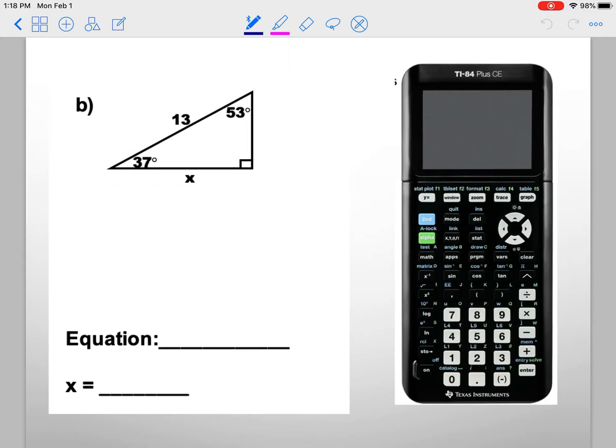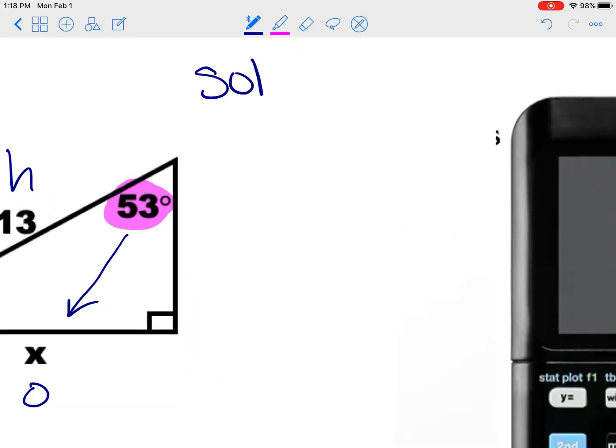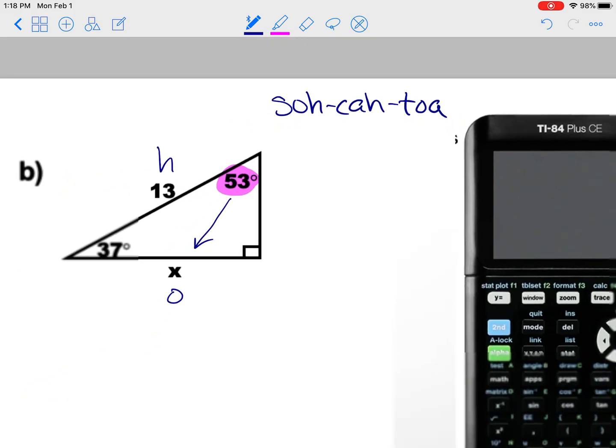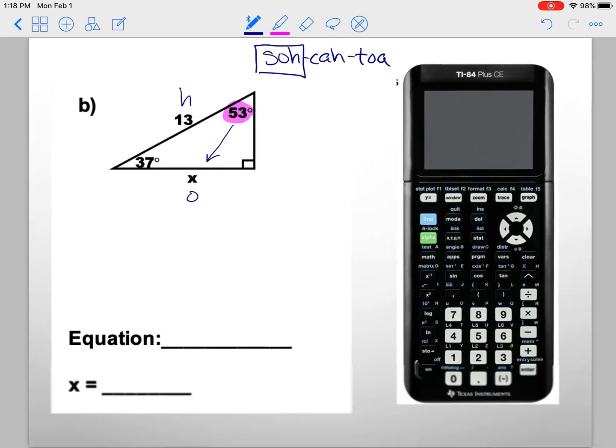Okay, next one. Let's choose 53. Again, when you're working, you get to choose whichever one you want. So let's label. We know that x is across, so that's our opposite. 13 is across from the right angle, that's our h. So if we think about our phrase, Sohcahtoa, we wrote down O and H, which means we're going to use this one, which is sine.